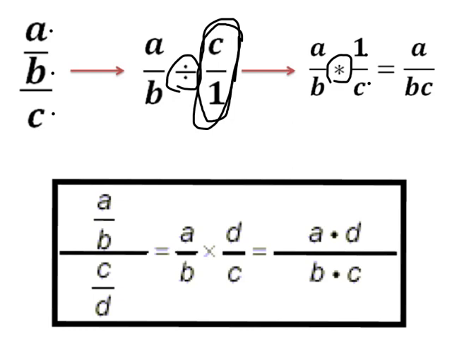All right, here they've done the same thing, a over b divided by c over d. We write a over b, change the sign to multiplication, flip this to its inverse of d over c, and then we multiply a times d over b times c, so you get ad over bc.